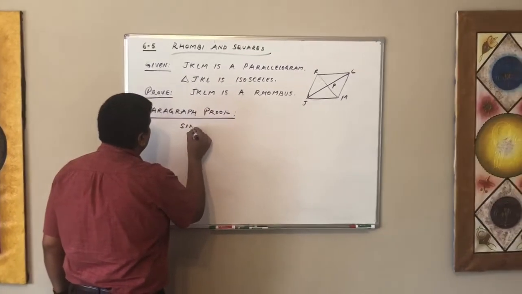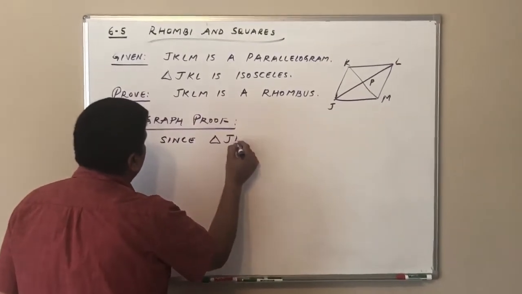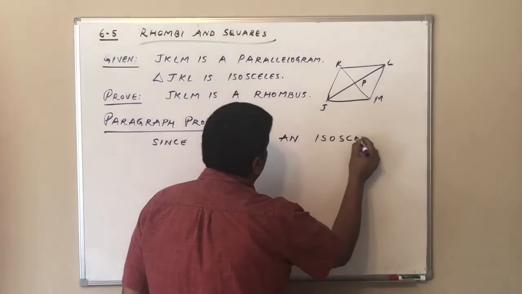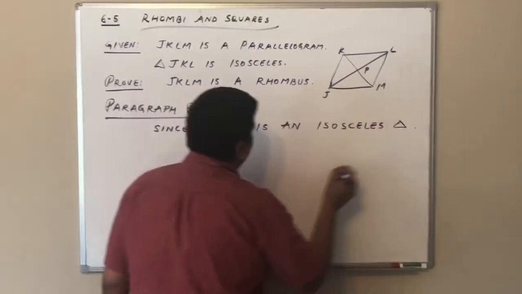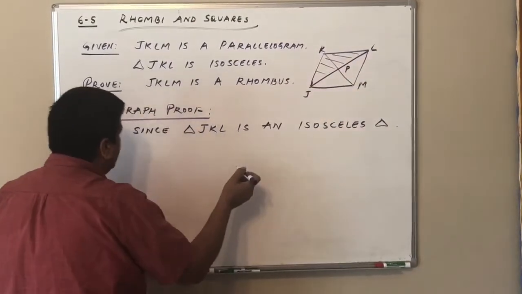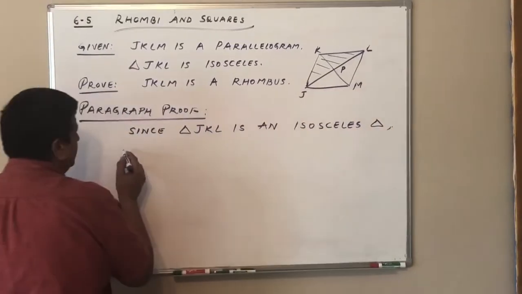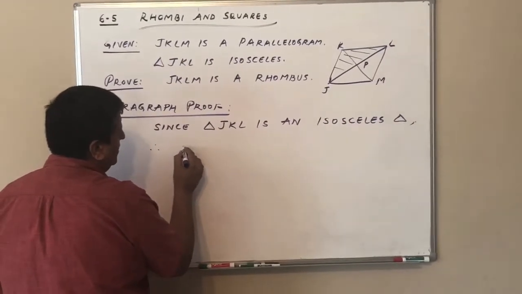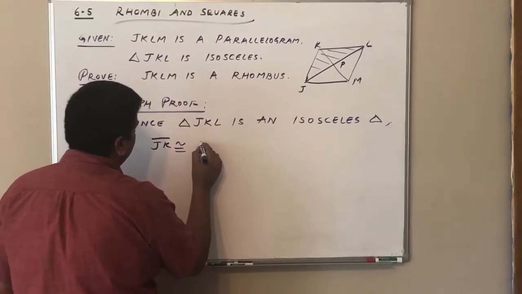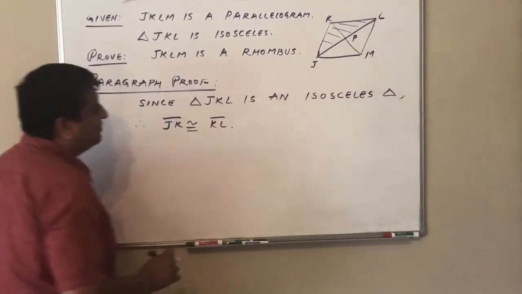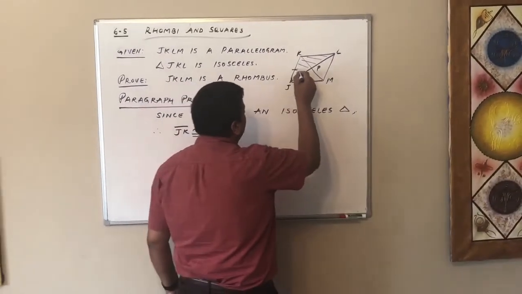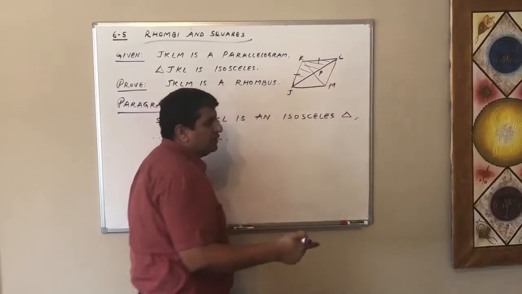Since triangle JKL is an isosceles triangle, this is an isosceles triangle. So if it's an isosceles triangle, we can say that, therefore, segment JK is congruent to segment KL. Now, since it's also given that it's a parallelogram, and if in a parallelogram 2 consecutive sides are congruent, then it's a rhombus.